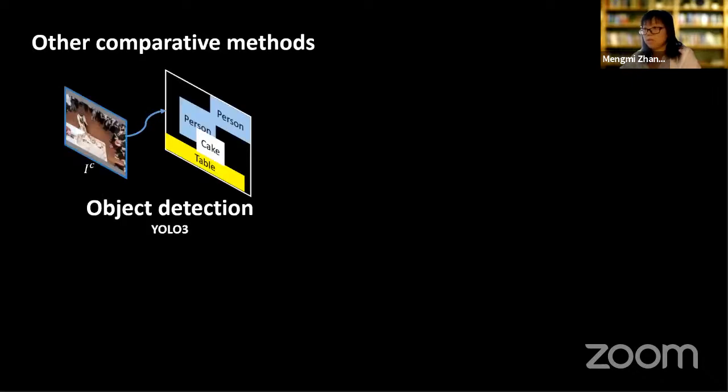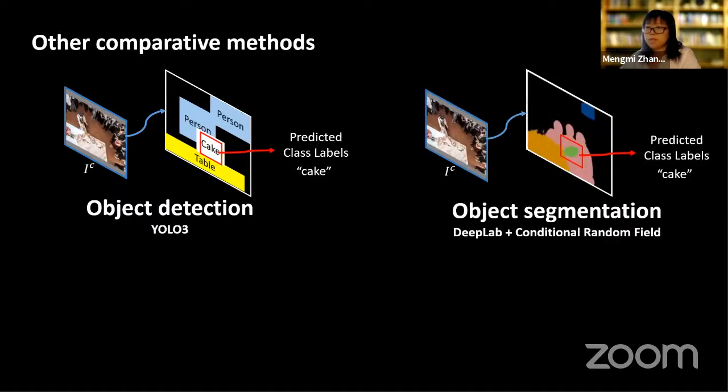Besides the ablative models, we also compared CRTNet versus two state-of-the-art models incorporating contextual information, that is, in object detection, YOLO3, and in semantic segmentation, DeepLab. Once we get the object detection mask with the bounding boxes and the predicted label, we could perform a majority voting on all those pixels at the target location and use that predicted label as the final result. Similarly, we could perform majority voting on the predicted object segmentation mask.